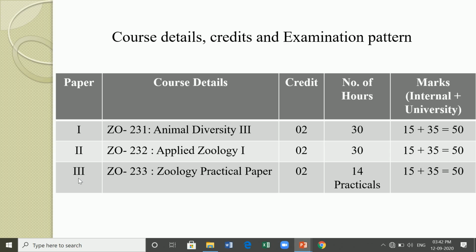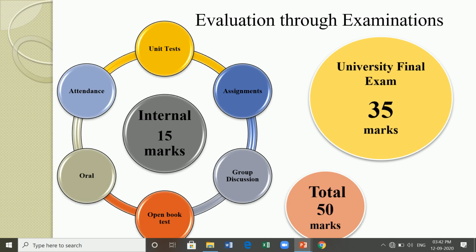The third paper is a practical paper, that is ZO233, zoology practical paper. This paper is also for 2 credits. It contains a total of 14 practicals of 3 hours, and it also has the marking system, that is 15 marks for the internal assessment and 35 marks for the university assessment. So this is about the course details.